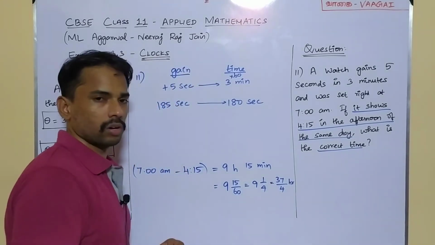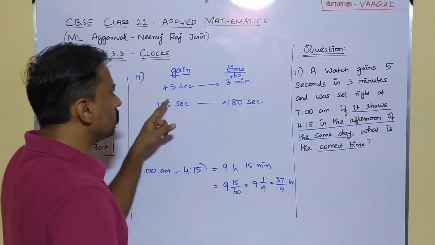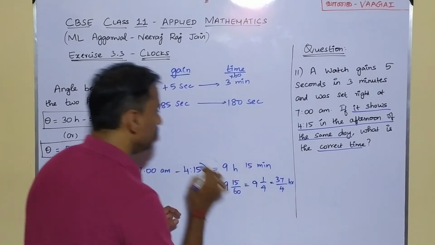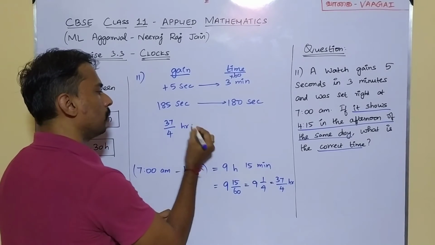Which clock? This gaining clock. But this is not the correct time. This is the time run by this gaining clock. Correct? Okay. So what I'm going to do is note this time here, at this position. Okay. 37 by 4 hours. Are you able to understand?